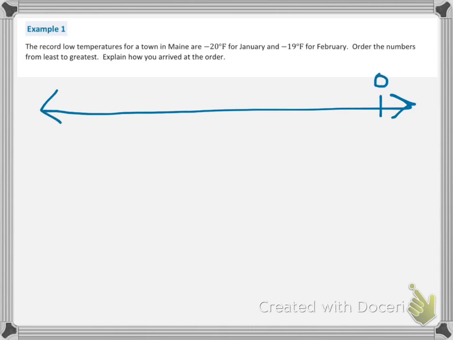If I have 0 here and I start counting 1, 2, 3, 4, 5, this would be -5. 6, 7, 8, 9, 10, there's -10. 11, 12, 13, 14, 15, there's -15. 16, 17, 18, 19, 20. Here's -20, and -19 I saw as we went by. Here's -19, and here's -20. So the one that's the smallest is the one that's farthest to the left.